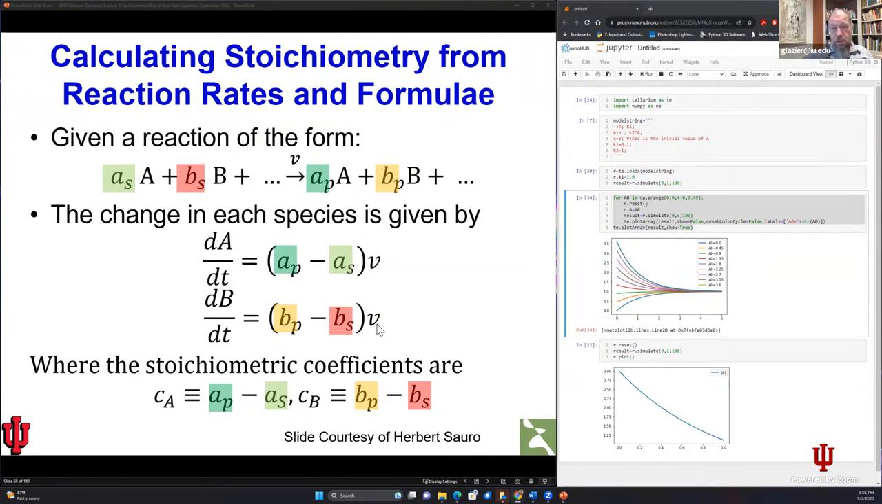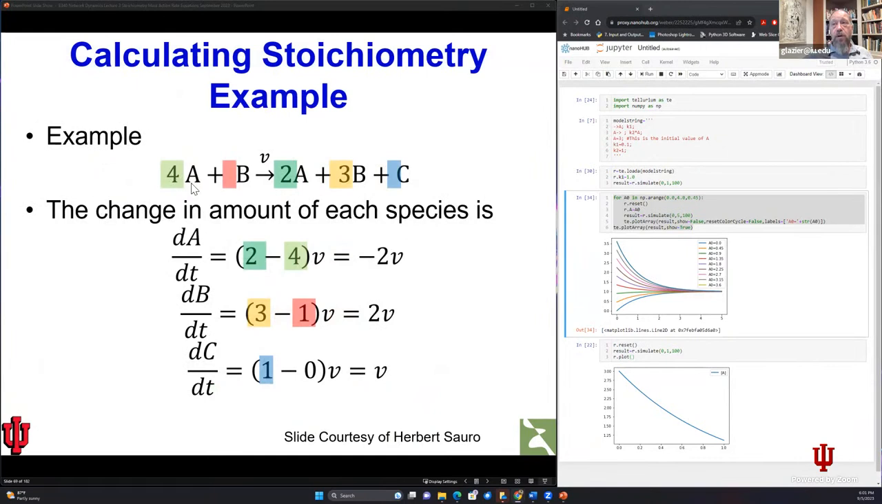Again, to me, this seems belaboring. I mean, we're doing arithmetic, but it's sometimes surprisingly easy to get confused about where those constants go. So, for example, if I have 4A plus B going to 2A plus 3B plus C, dA by dt is 2 minus 4 times V, minus 2V. dB by dt, I have nothing written here, that's 1 minus 1 plus 3, 2V. dC by dt, nothing on the left, plus 1 on the right, V. And so you notice V, V, and V, but multiplied by minus 2, 2, and 1.